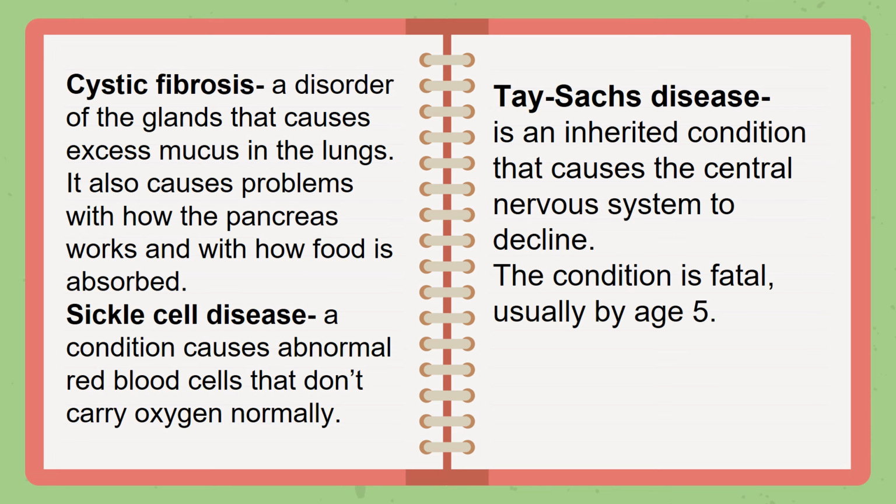Cystic fibrosis is a disorder of the glands that causes excess mucus in the lungs. It also causes problems with how the pancreas works and with how food is absorbed. Sickle cell disease is a condition that causes abnormal red blood cells that don't carry oxygen normally. And Tay-Sachs disease is an inherited condition that causes the central nervous system to decline. The condition is fatal, usually by the age of 5.